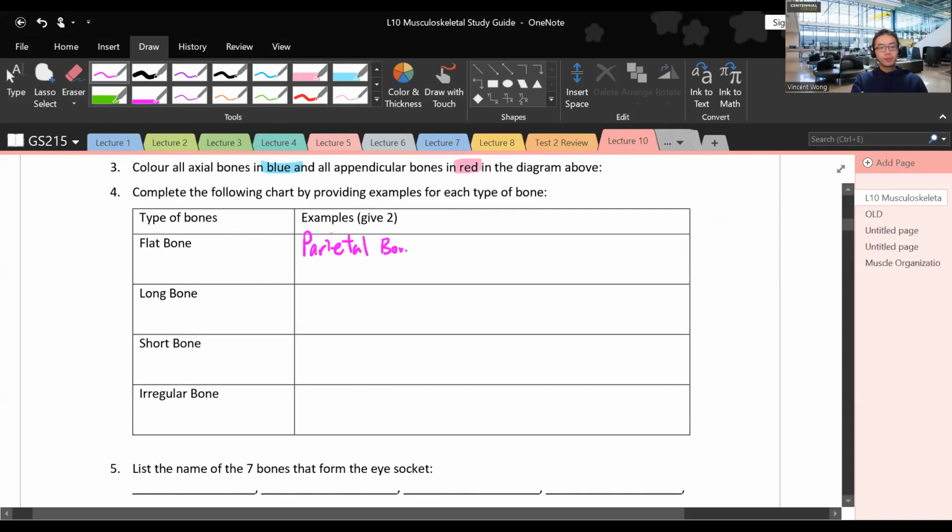Parietal bone. That's like these ones, protecting the parietal lobe, of course. If it says scapula, yeah, that's pretty flat. Okay, scapula, which is at the back right here. Okay. I'm just going to do one more, like frontal bone.